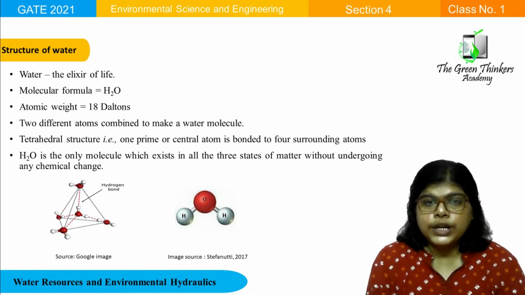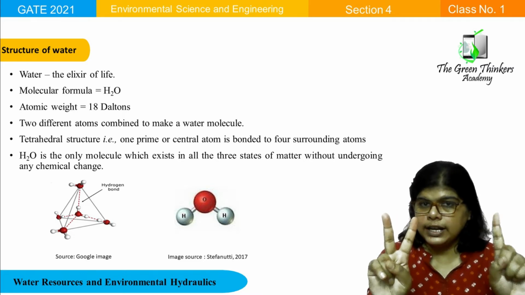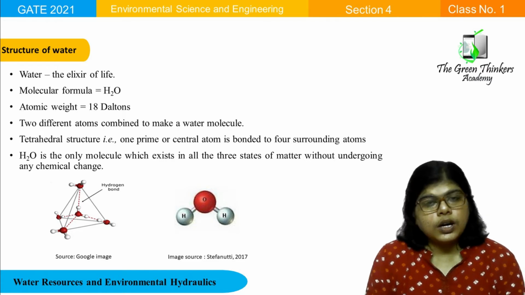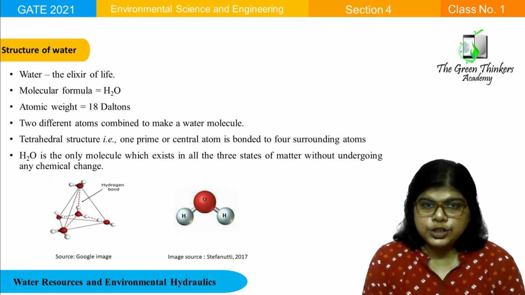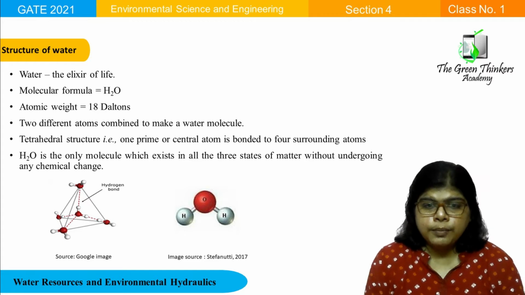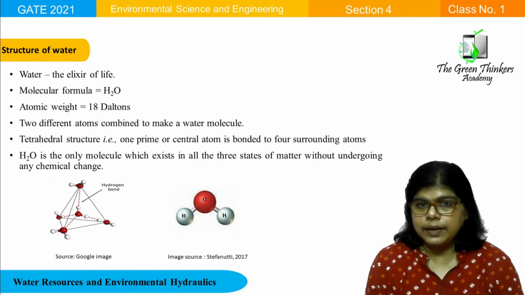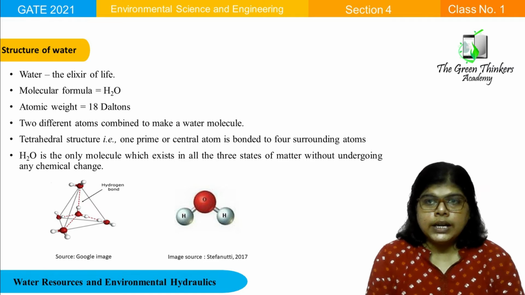Now, we know that one water molecule is made up of 2 atoms of hydrogen and 1 atom of oxygen. So accordingly, its molecular formula is H2O, and subsequently its atomic weight comes as 18 daltons or 18 atomic mass unit, or AMU as you call it.